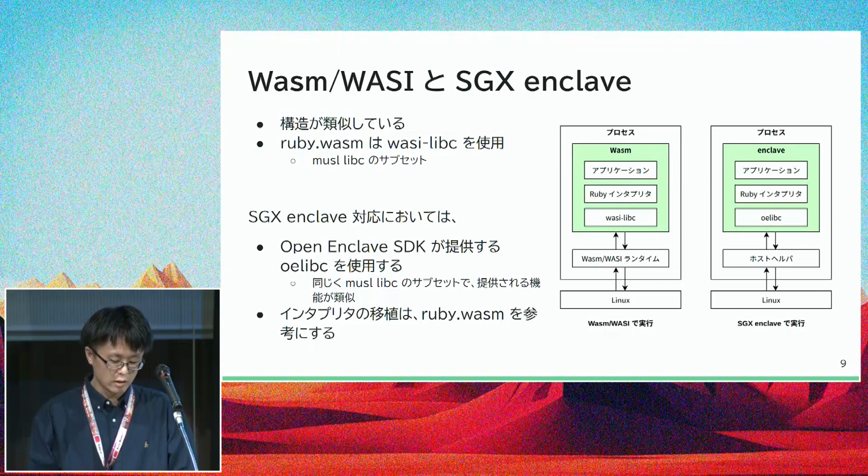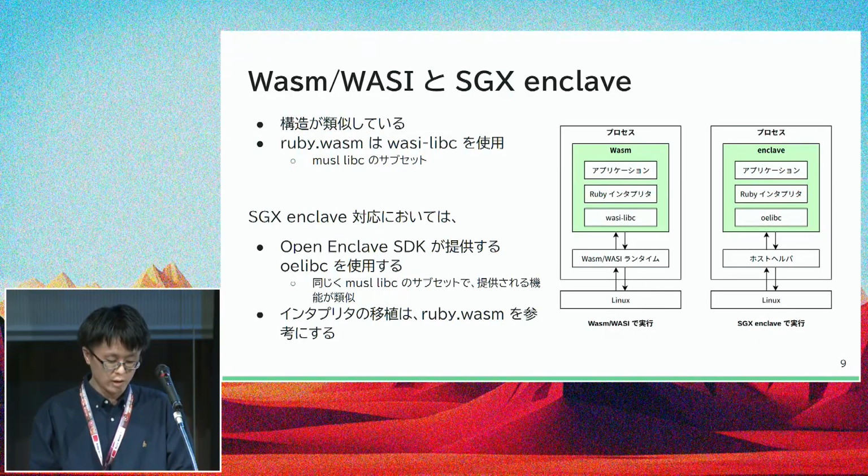This is a policy. The Ruby interpreter is compatible with WASM. There are some modifications to make it compatible. So that can be used as the reference, and when the Ruby interpreter is run in WASM, the environments are quite similar to each other.